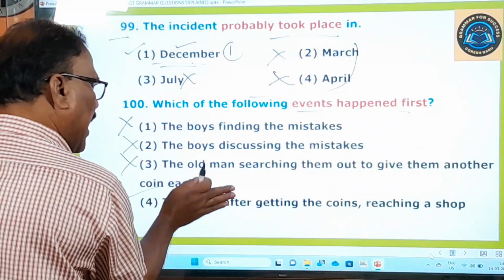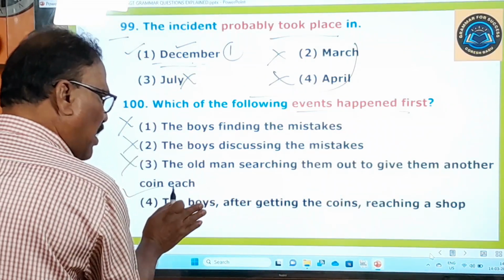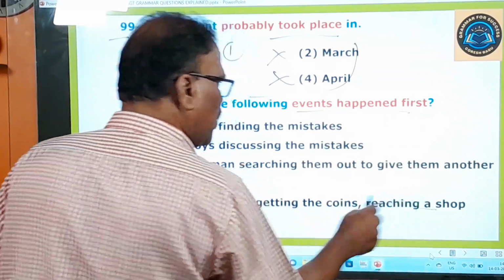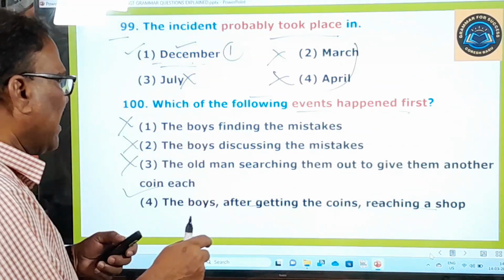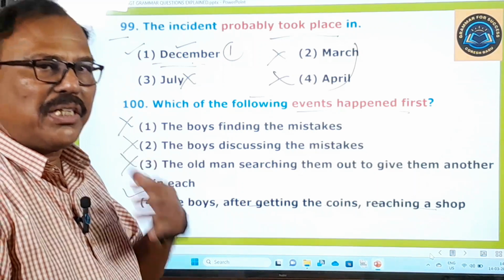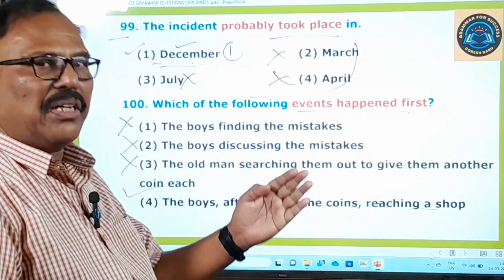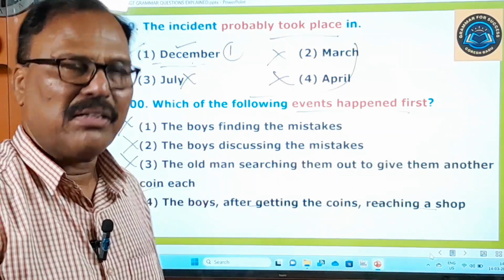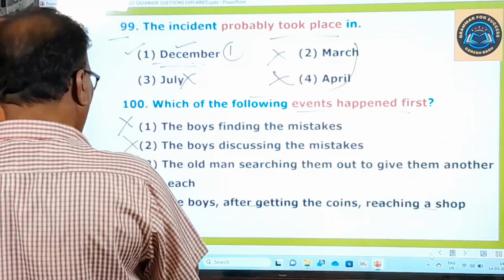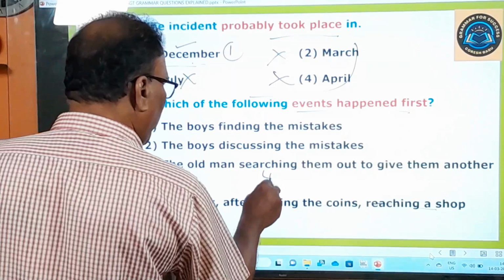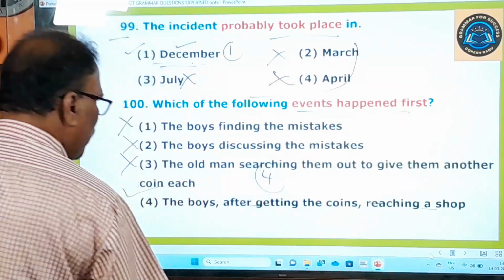This event happened first. The boys after getting the coins reaching a shop, they found out that the old man, the gentleman, had given them 1 rupee coin each instead of a 10 paise coin. So all the three are wrong. Only the fourth one is the right one. And now let's move on to other questions.